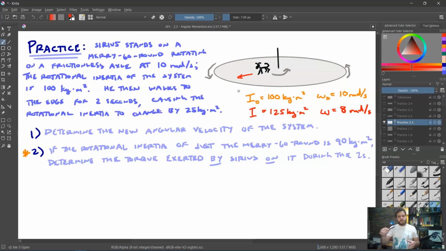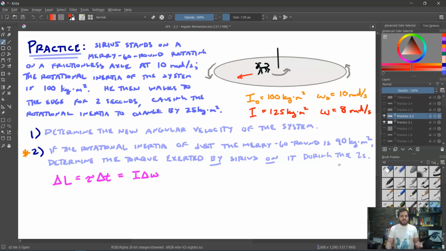But its angular velocity has decreased. It's gone from 10 radians per second to 8 radians per second. So he must be exerting a torque on the merry-go-round, causing its angular momentum to decrease. Now just keep in mind that when that occurs, at the same time, his angular momentum must be increasing, because the change of the angular momentum of the merry-go-round must equal the change in angular momentum of Sirius. But now let's go ahead and calculate that torque.